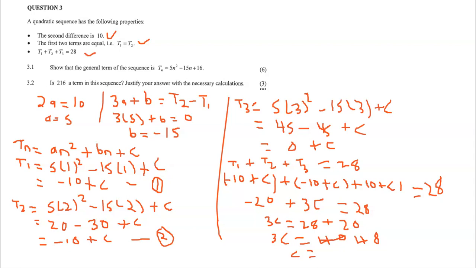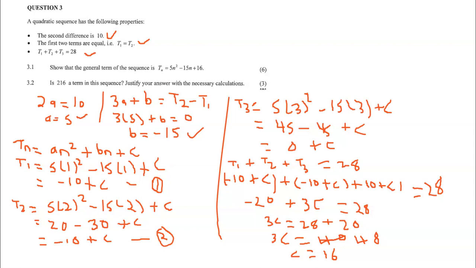So now I found a, I found b, I found c. So I need to go and check my Tn as they asked me. Remember they said that we must show that the first number that comes before n squared is a, which is 5. Perfect. Second number that comes before n is b, which is minus 15. Perfect. And then c is the last number, which we found as 16. So you'll be happy in the exam room that we got all the correct answers as requested for 3.1.